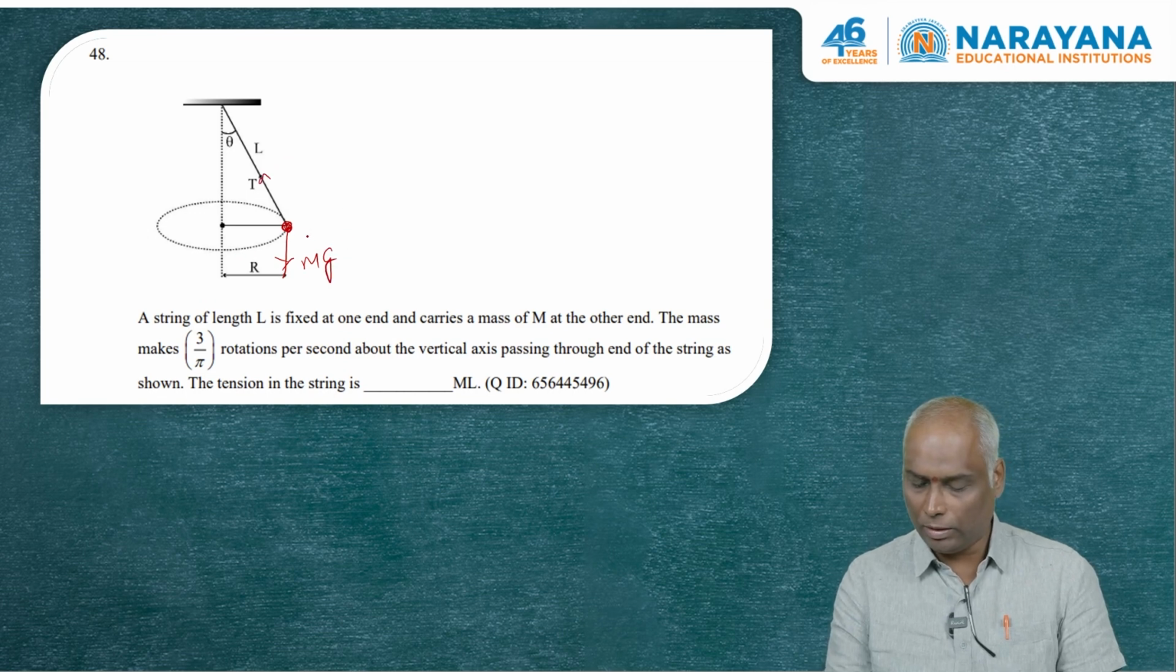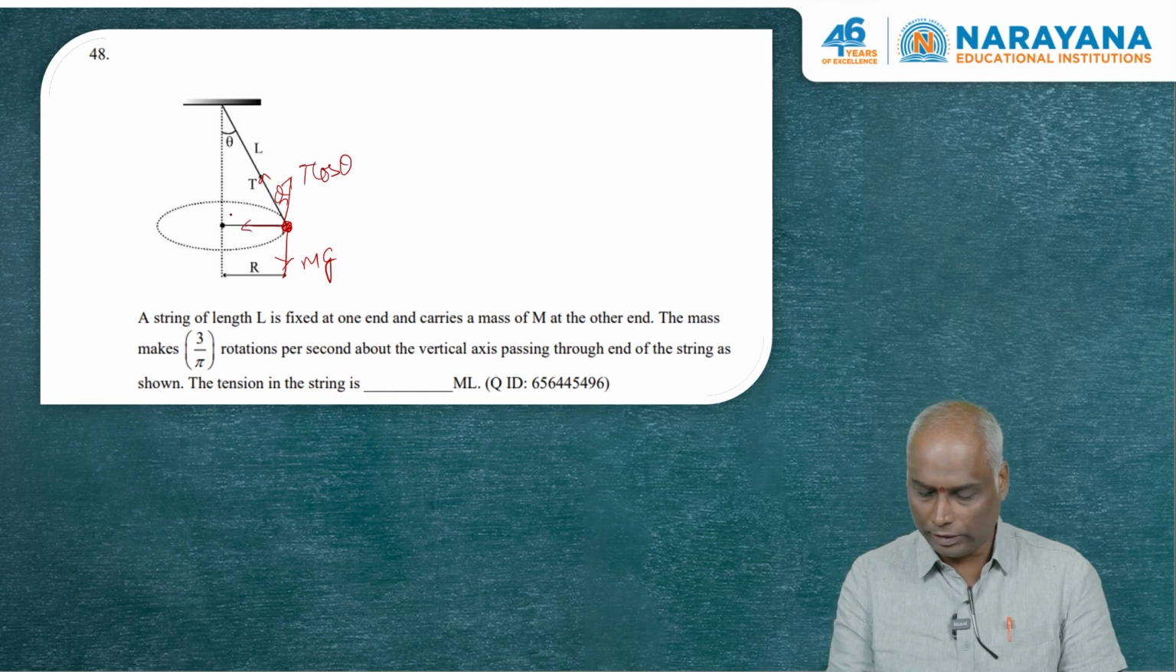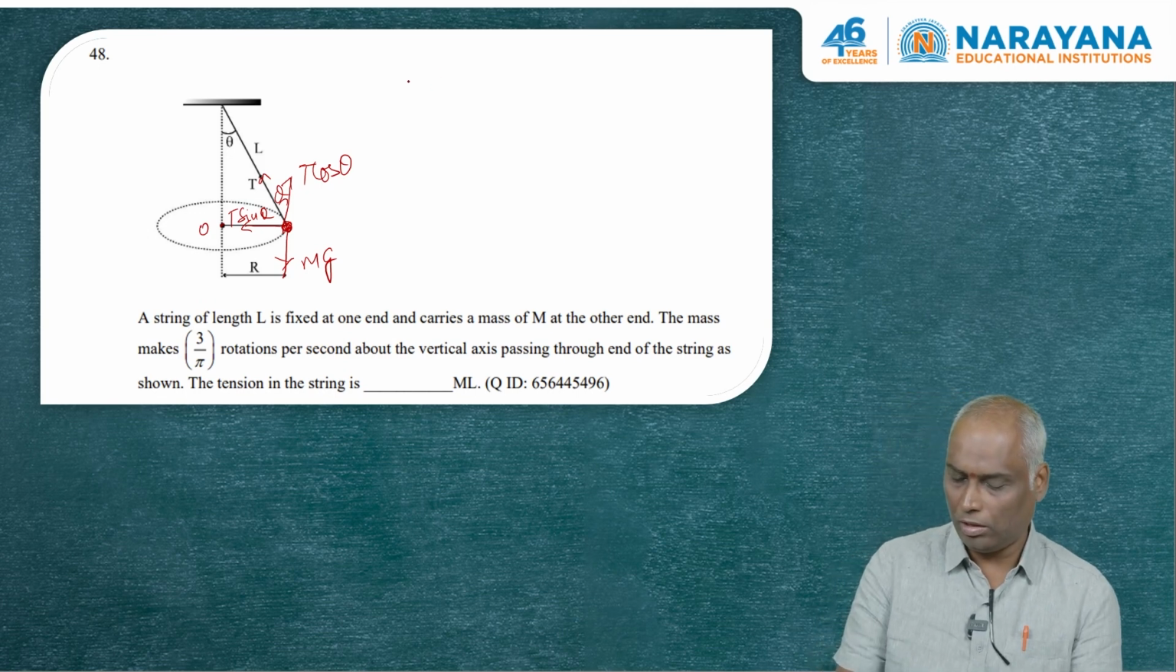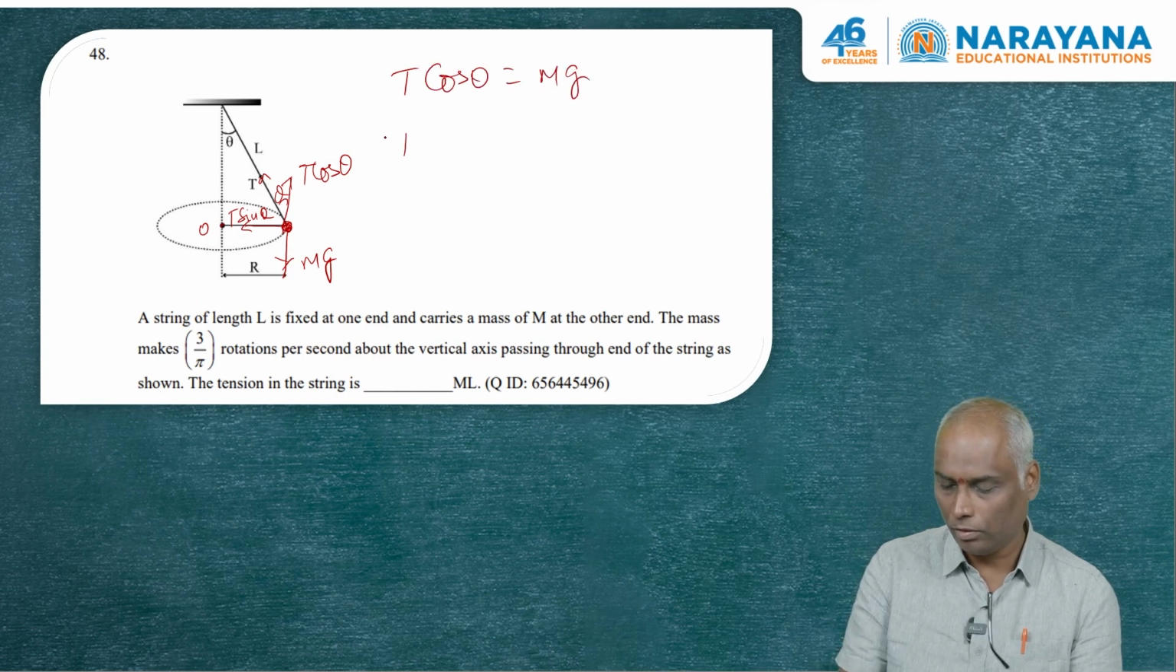Because it is moving in a circular path, we can resolve this tension into components. The components are going to be T cos theta acting upwards, and T sin theta acting toward the center. O is the center of the circular path. So the relation between T cos theta and mg is T cos theta equals mg. T sin theta will provide the necessary centripetal force. Let us imagine that it is moving in a circular orbit whose radius is equals to r. So T sin theta is equals to m r omega square.